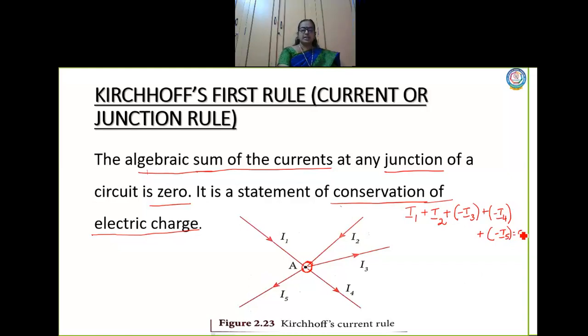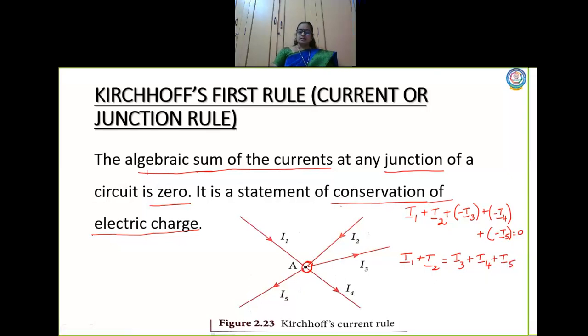Look at the statement now. The algebraic sum of the currents at any junction of a circuit is 0. So I have written all the values of current and the sum of it is equal to 0. Here I can also write this equation as I1 plus I2 is equal to, taking I3, I4, I5 to the right side. In that case, minus I3 becomes plus I3, minus I4 becomes plus I4, and minus I5 becomes plus I5.